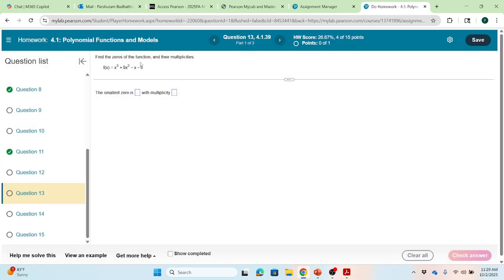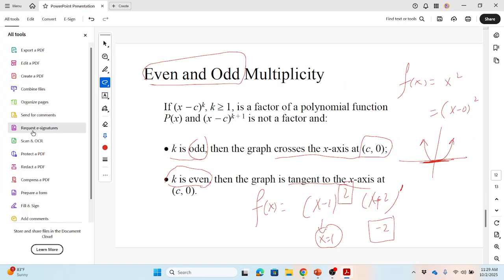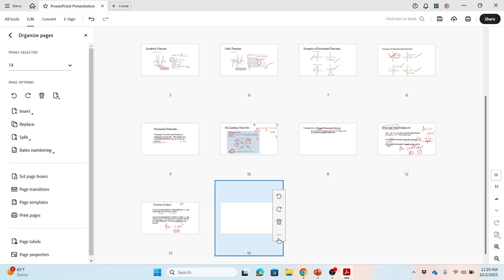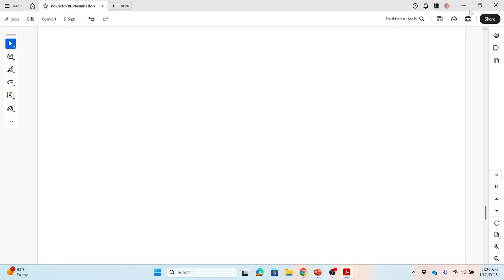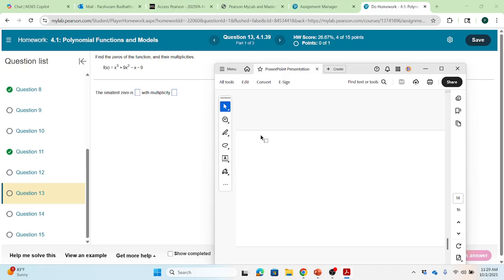So find the zeros of this function. You need to find the factors if it's possible for this type of problem. Let me show you how you can do that. If the problem is easy like this, then you can find the factors. If it's quadratic, then no problem. But if it's more than quadratic, then you need to work a little bit harder. So in this case, finding the zeros needs finding the factors.